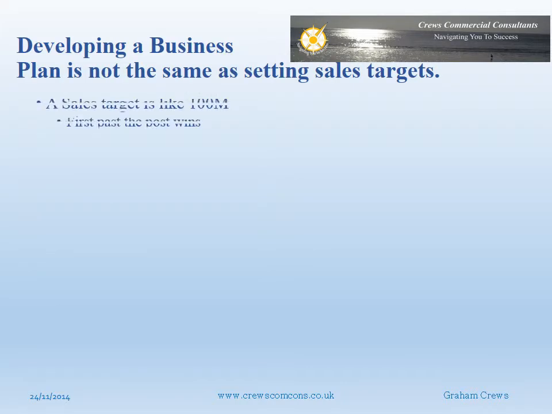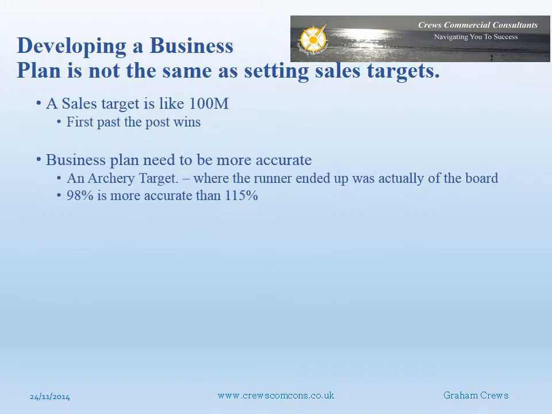So a business planning tool is for the whole business. It's not simply setting a sales target and trying to tag everything else on the back of it. So the analogy that I used in those previous examples is like a 100-meter race. Traditionally, first past the post won. But a business plan needs to be more accurate.